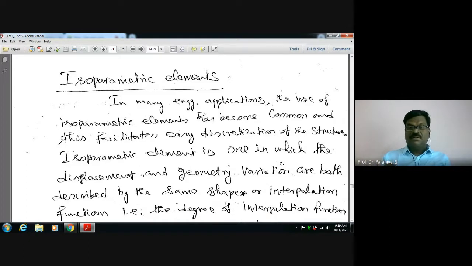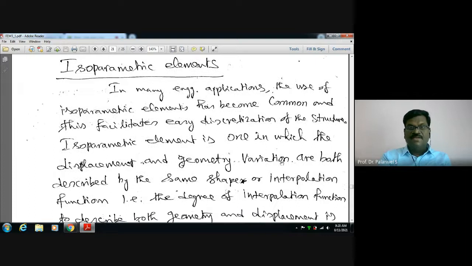Sometimes what will happen, you will be using a higher degree of shape function to represent geometry when compared to a lower degree of shape function to represent displacement. In an isoparametric element the same degree of shape function is used, but in a subparametric element we use a lower degree of shape function to represent geometry, but a higher degree of polynomial shape function to represent displacement. That is called a subparametric element. In a superparametric element, let us see whether I am telling correctly or not. I have to check.